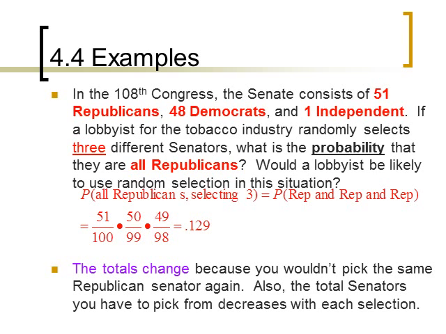So let's look at the first fraction in red. It's 51 out of 100. Well, that's easy to determine because there's 51 total Republicans out of 100 total senators. If you add 51 plus 48 plus 1, you get 100.